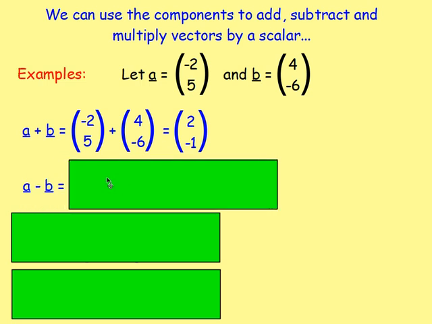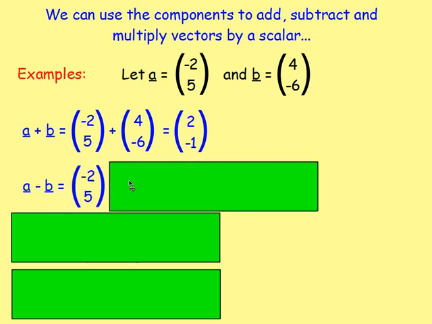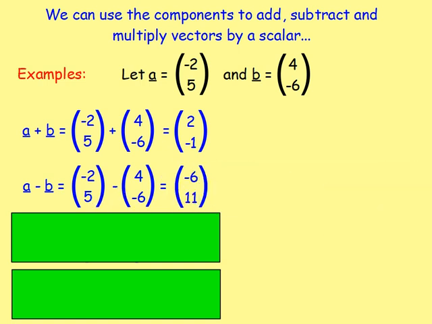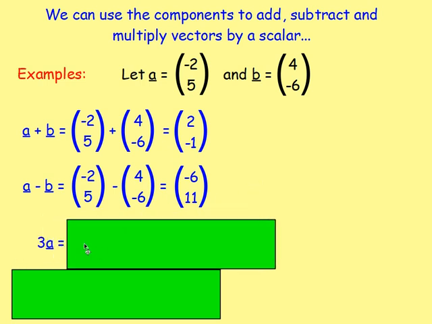Subtracting is going to be the exact same. We've got this first vector a, but we're taking away vector b. So instead of adding, we're subtracting. So it's negative 2 take away 4, and 5 take away negative 6, which will give us negative 6, 11.